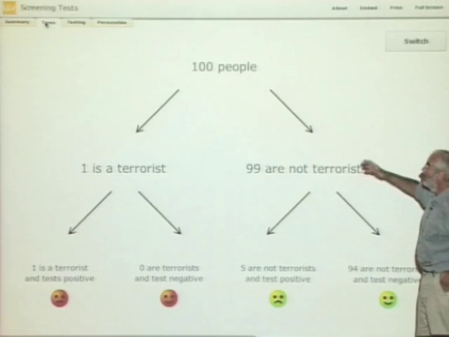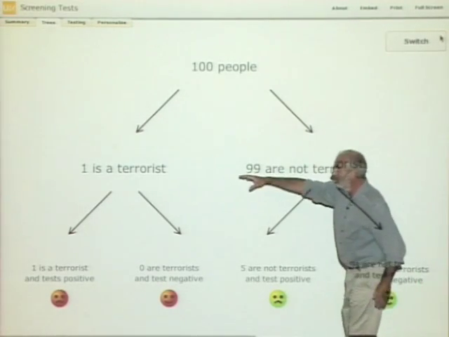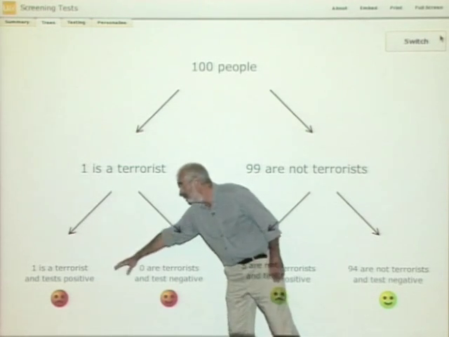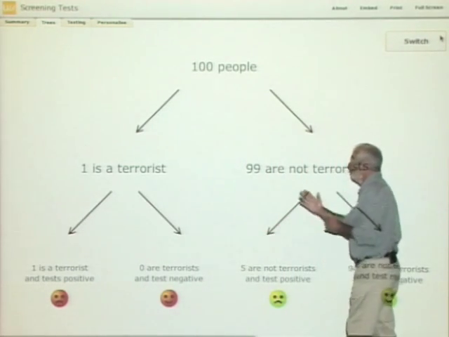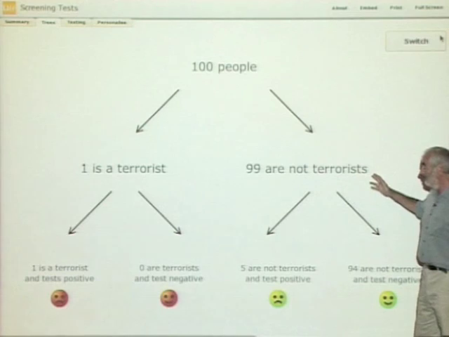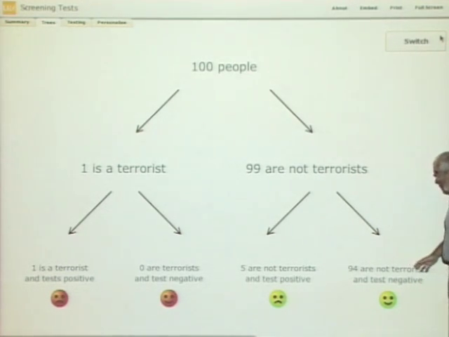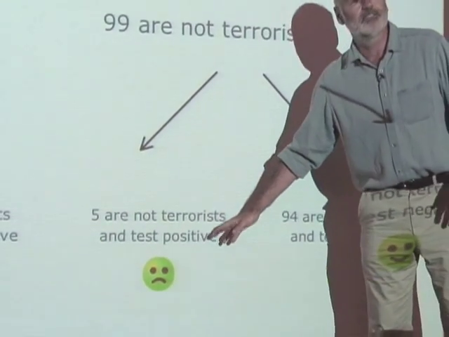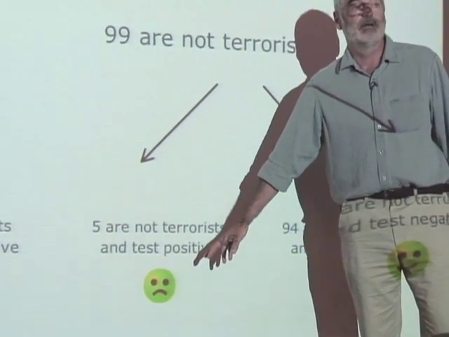So let's see what happens when we test the 100 people in the room. We've got 100 people, one is a terrorist, and we expect to get them. We're pretty certain that they're going to test positive and we're going to capture them. But we've got 99 innocent people, and about 94 of them will test negative, but about 5 we expect to test positive, and they're going to be pretty unhappy about it.